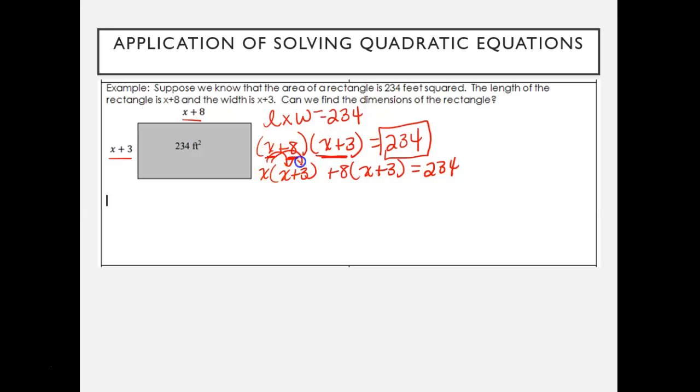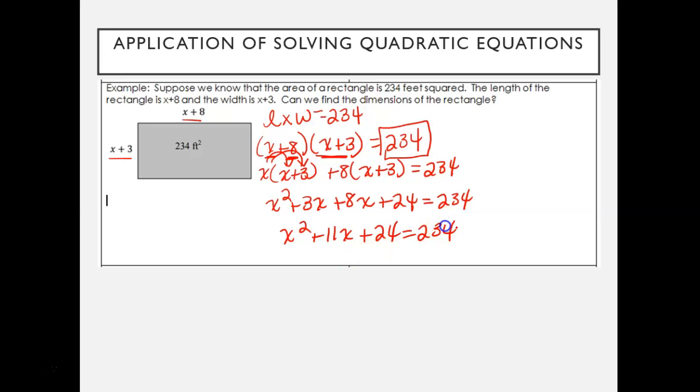I'm going to distribute, so we get x squared plus 3x plus 8x plus 24 equals 234. I'm going to simplify, so x squared plus 11x plus 24 equals 234. Now I'm ready to get this into standard form, minus 234 from each side. So I'm going to get my calculator. I'm going to do 24 minus 234, and I get negative 210.